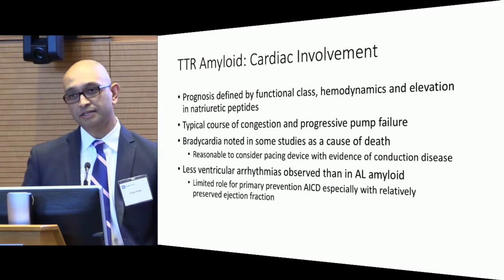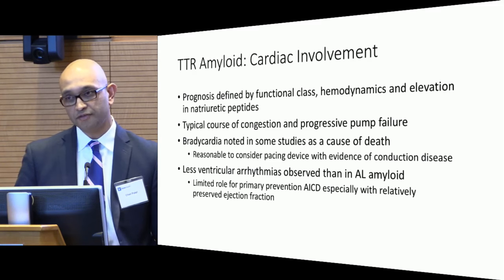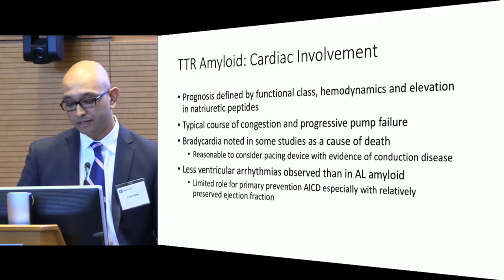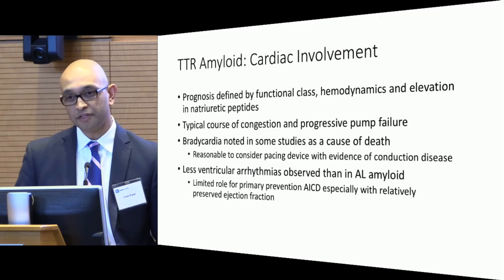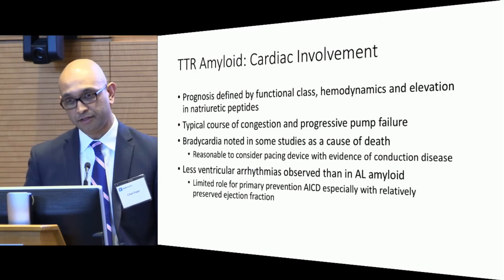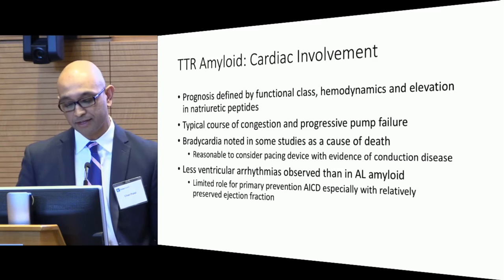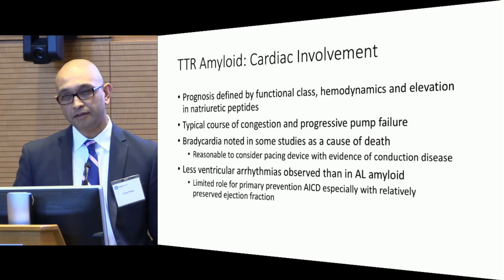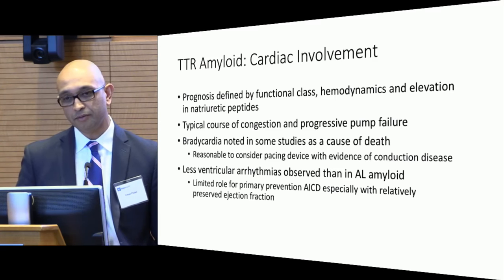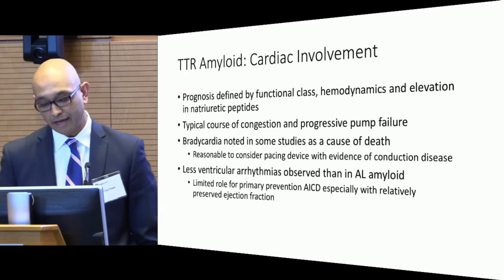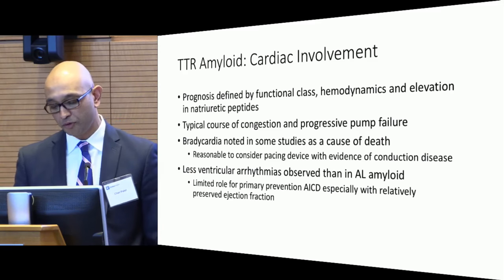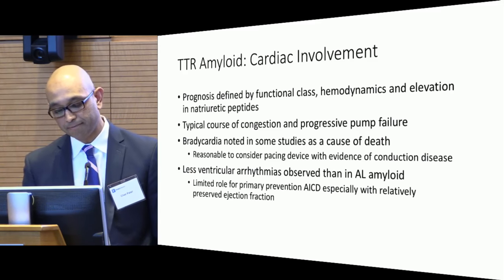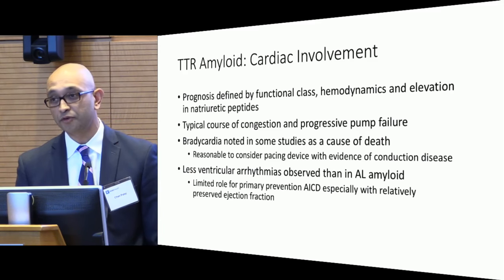Bradycardia has been seen in some small series as a cause of death, particularly for TTR amyloid, and it probably is reasonable to consider a pacing device for treatment of these patients if there is evidence of conduction disease on their baseline EKG. Ventricular arrhythmias are less often seen with TTR amyloid in the best series that we have, and far more observed in AL amyloidosis. And there appears to be a limited role for primary prevention ICD, especially in those with a relatively preserved ejection fraction.